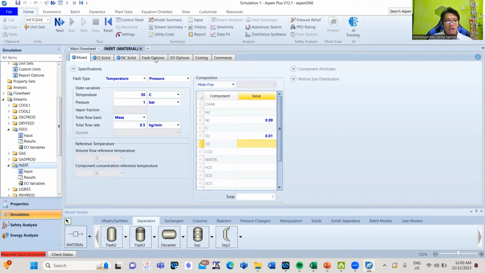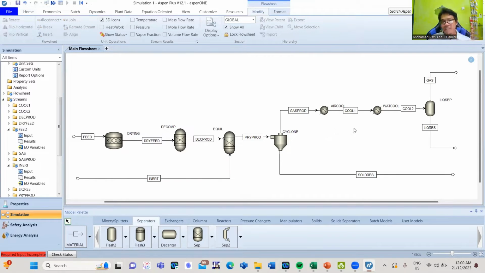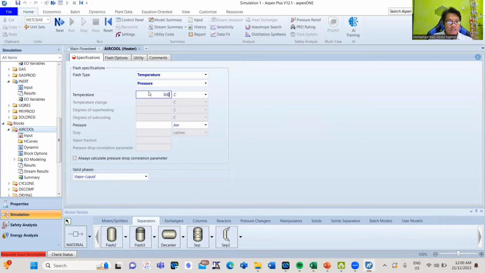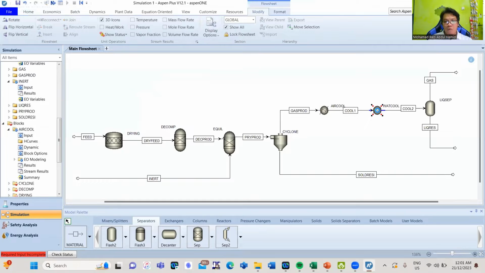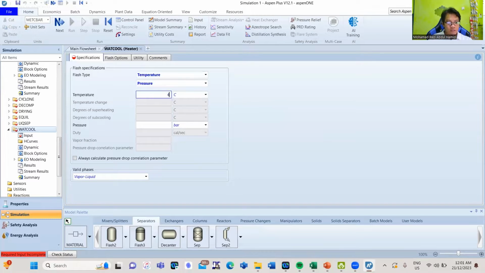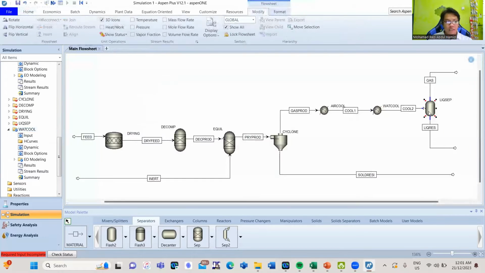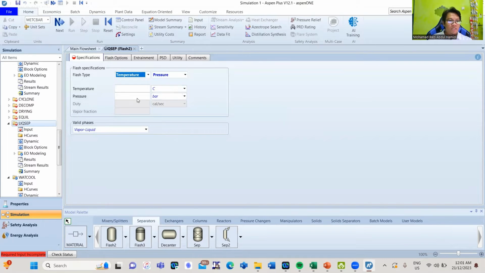Now that you are done, I will specify the easiest ones first. I will specify this air cool here. Temperature is 300 degrees Celsius, pressure 1 bar. I will specify water cool at 40 degrees Celsius, 1 bar. And then here, I'm going to specify no pressure drop, 1 bar, and then change to duty 0. Or you can also specify 40 degrees Celsius, it's the same thing.